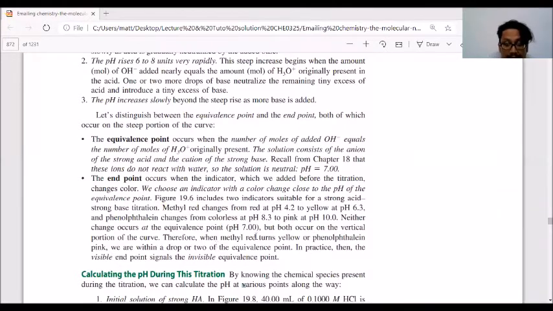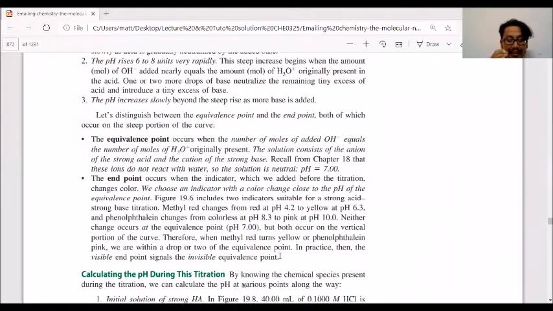Therefore, when methyl red turns yellow or phenolphthalein turns pale pink, we are within a drop or two of the equivalence point. In practice, the visible endpoint signals the invisible equivalence point. Because we cannot get the exact volume at the equivalence point when doing the titration, but with a good indicator, maknanya the endpoint is very near to the equivalence point, one drop or two drops. One drop is around 0.05 mL, lebih kurang macam tu lah.